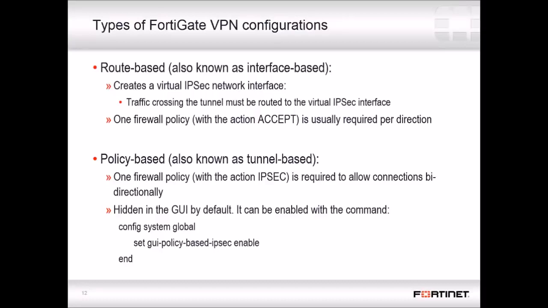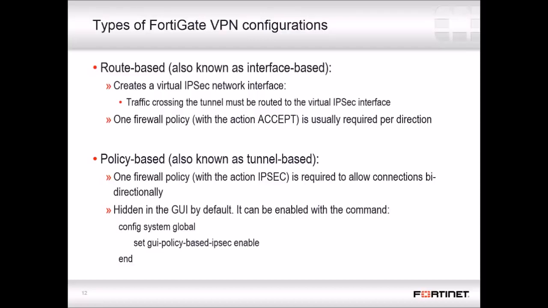On the other hand, a policy-based configuration usually requires only one firewall policy with the action of IPsec. This policy is applied as bidirectional, allowing sessions that originate from either side of the tunnel. By default, policy-based VPNs cannot be created from the GUI. The CLI setting, gui-policy-based-ipsec, can be used to enable the access from the GUI.